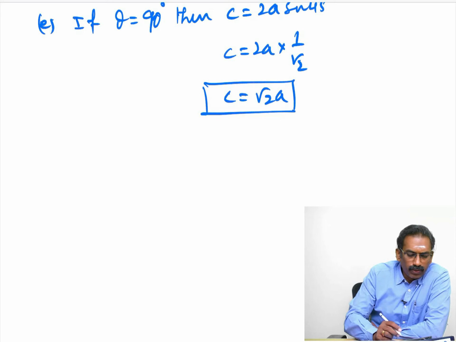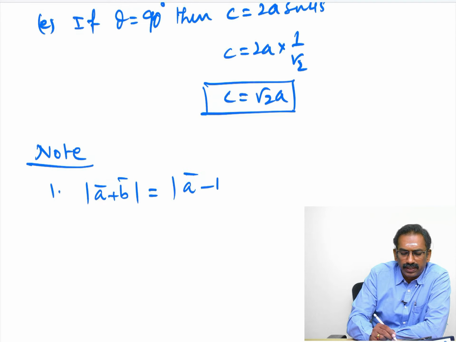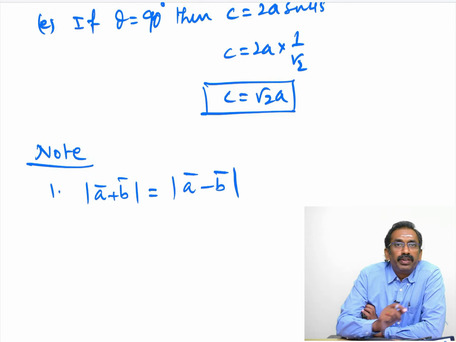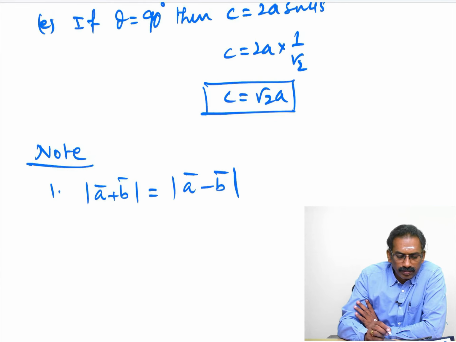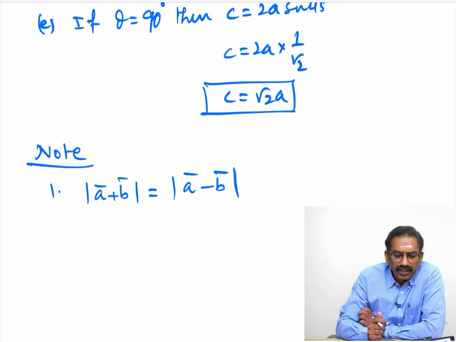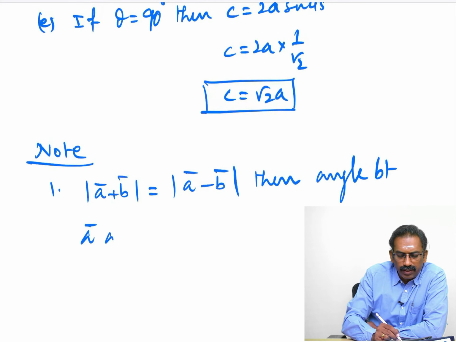From this result we can conclude that the magnitude of a vector plus b vector is equal to the magnitude of a vector minus b vector if the angle between them is 90 degrees. Conversely, if modulus of a vector plus b vector is equal to modulus of a vector minus b vector, then the angle between a vector and b vector is 90 degrees.